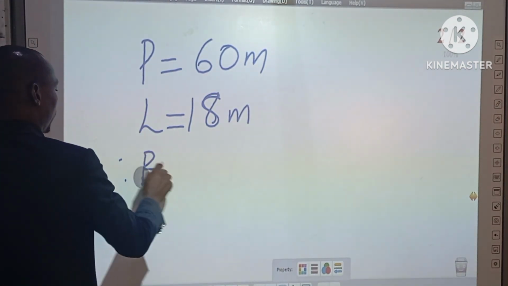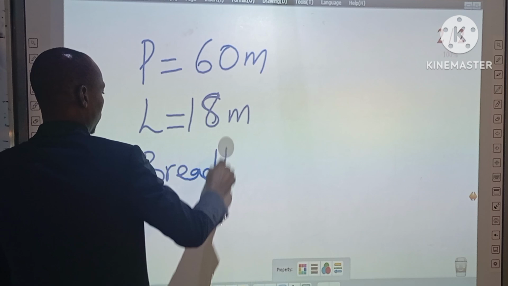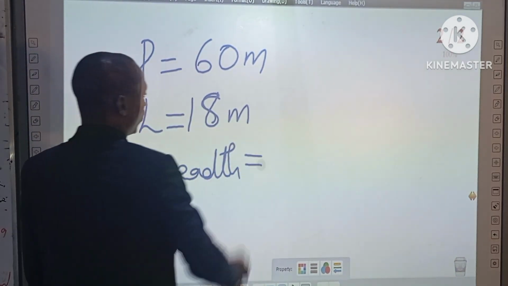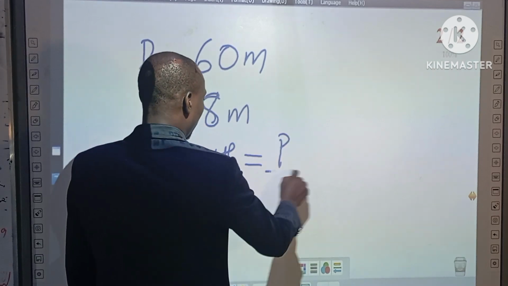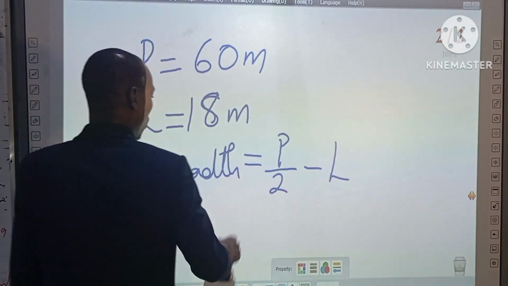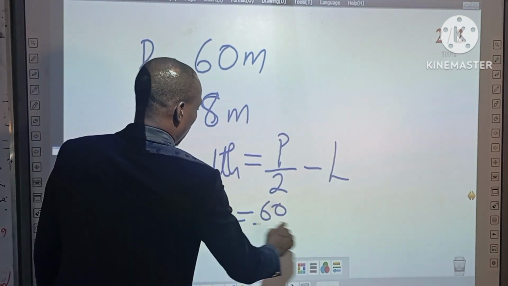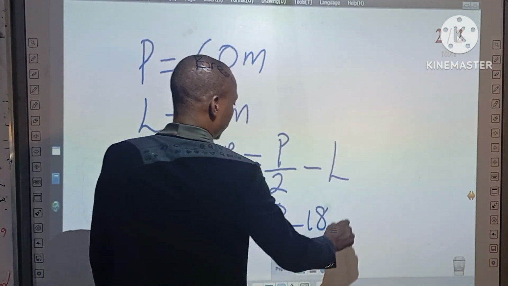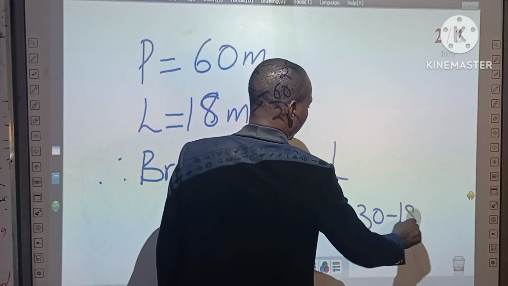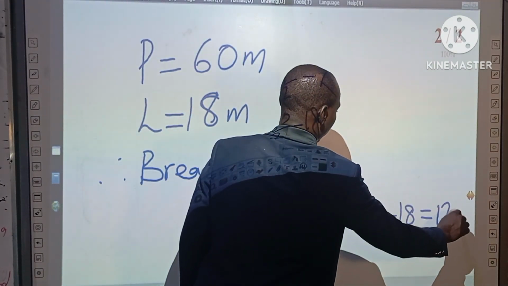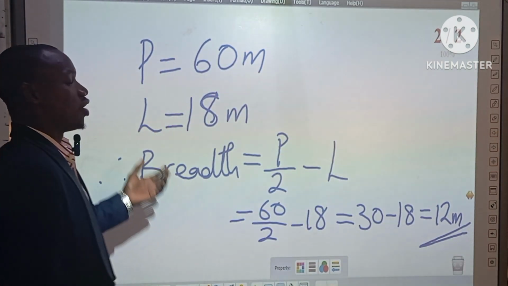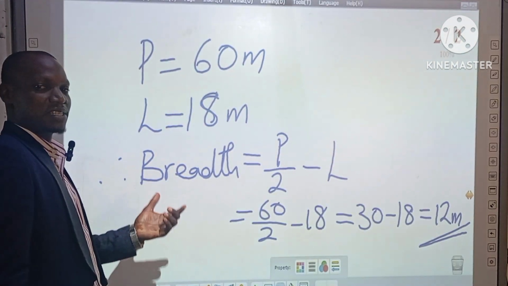Therefore, breadth or width, as it may be called, will be equal to perimeter divided by 2 minus the length, which will be equal to 60 over 2 minus 18, which is simply 30 minus 18, which is equal to what? 12 meters.